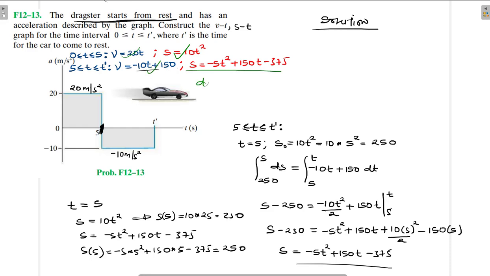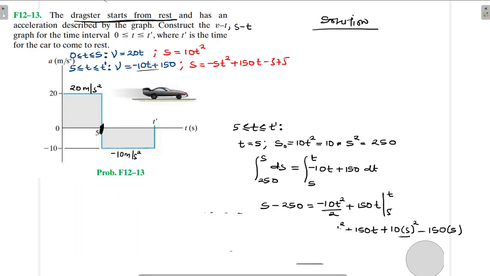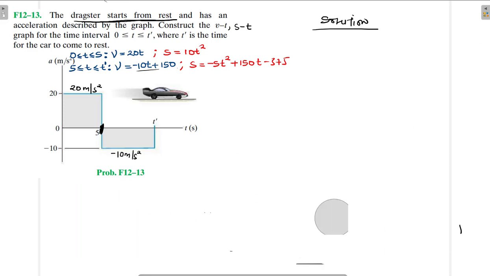If you differentiate S with respect to t, ds over dt is going to be equal to minus 10t plus 150. You've seen? So it means our equations are okay. Alright, just wanted to show you that. So once we are sure that our equations are fine, then we can go ahead to start doing what? The plotting. Let's plot.